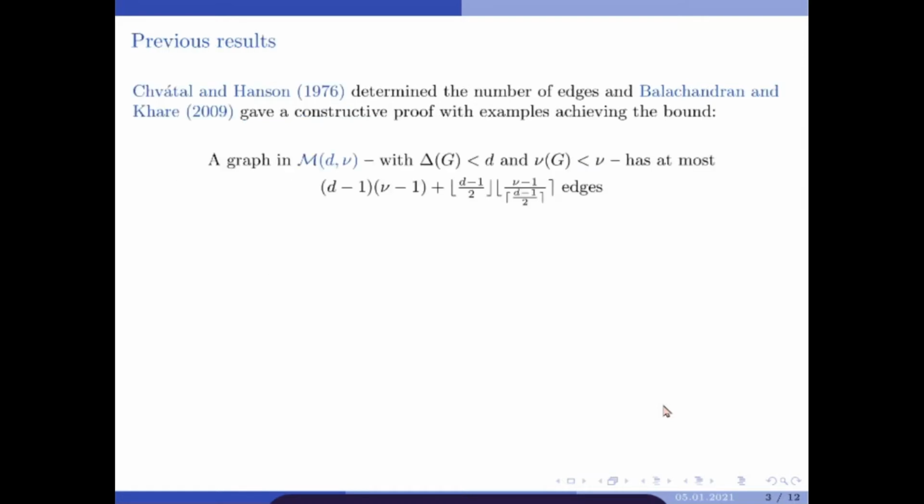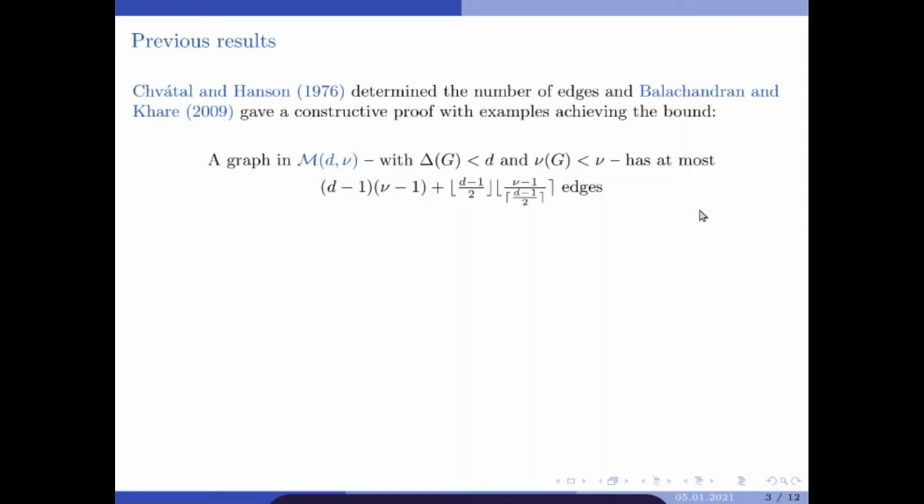So this question was actually already answered in 1976. And later on, a very constructive and combinatorial proof was given for this result, and also examples achieving the bound. Here, just a little bit of notation that I will use throughout. By M(d, nu), I denote the set of graphs that have degree at most d and matching number at most nu. It's a detail that this is a strict inequality. This was already like this in the literature, so we didn't want to change it.